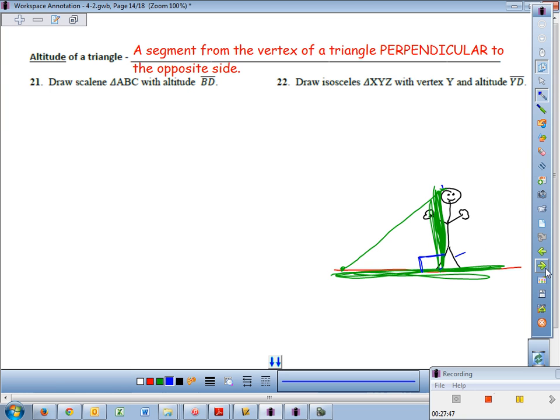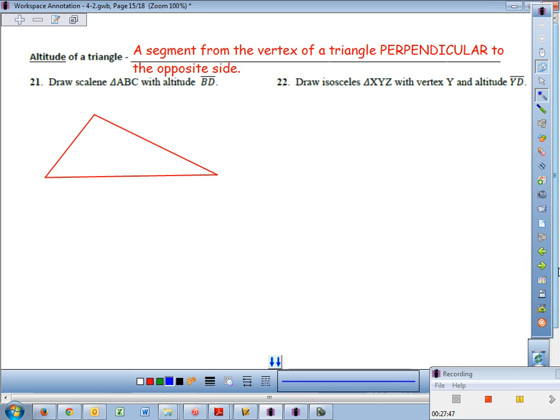Draw scalene triangle ABC with altitude segment BD. Hey, scalene triangle ABC, I just drew you. A, B, C, scalene. It's so different on every side. Scalene. I could be a great songwriter. I need altitude, segment BD. Which vertex does it have to go from? From B, right here.